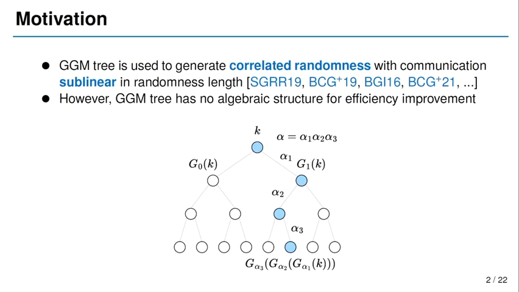As we will see, the GGM tree has been used to generate correlated randomness with sublinear communication. However, the GGM tree has no algebraic structure, so we have no opportunity to optimize the efficiency of the previous protocols. Here, the GGM tree is stretched from a root k using a length-doubling PRG. We use G0 and G1 for its two halves, and the alpha-leaf is defined to be the recursive PRG evaluation according to the bit decomposition of alpha.